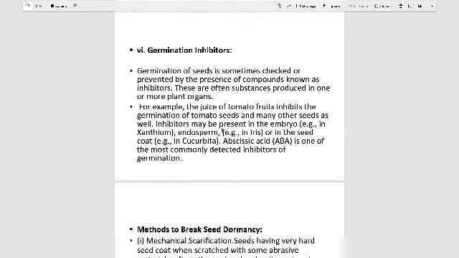Factor 6 is germination inhibitors. Germination of seed is sometimes checked or prevented by the presence of compounds known as inhibitors. These are often substances produced in one or more plant organs. For example, the juice of tomato fruits inhibits the germination of tomato seeds, and many other seeds as well. Inhibitors may be present in the embryo, in the endosperm, or in the seed coat. Abscisic acid is one of the most commonly detected inhibitors of germination.